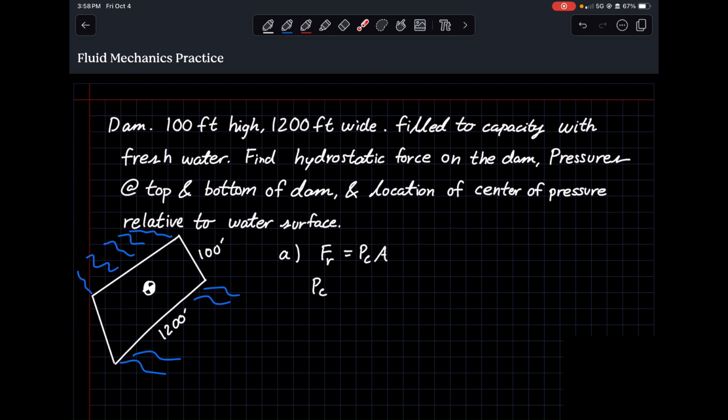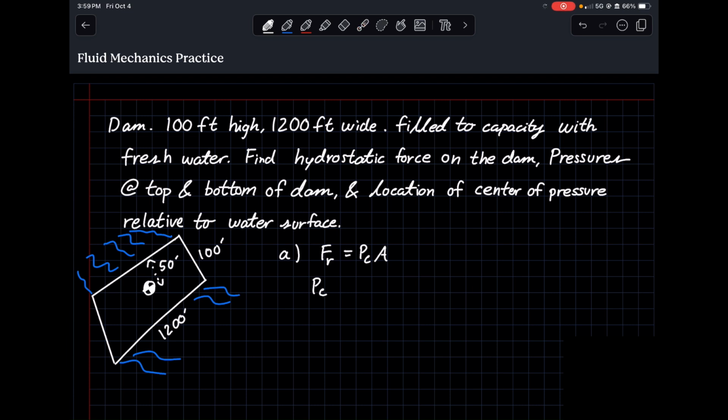For it being in the center, we'll need to have this be this height over 2. So this distance will be 50 feet. And for this horizontal distance, it doesn't really matter because pressure is calculated by your difference in height. If this dam was angled at all, then yeah, you would have to take that into account, in which case it would be 1,200 over 2, which is 600 feet.